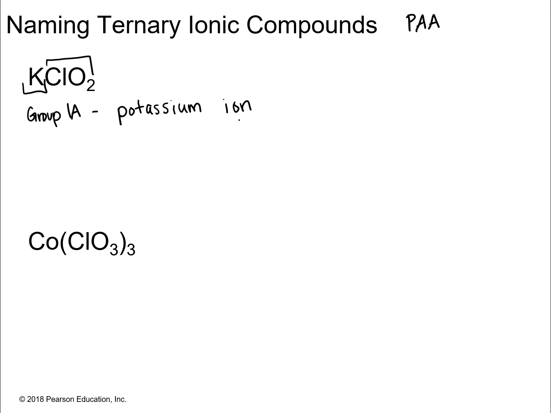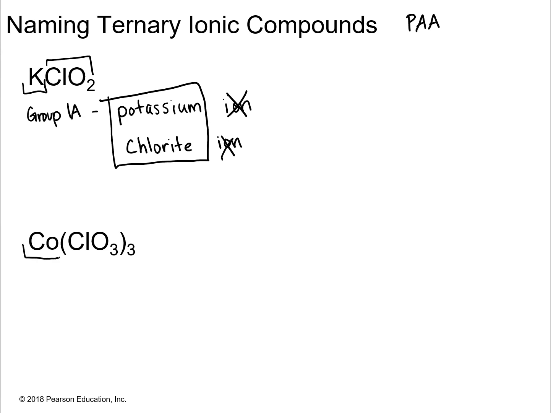For this ClO2, you need to find that on your chart. It is the chlorite ion. Just like before, you get rid of the word ion and smush them together. So that is potassium chlorite. In our second example, we've got cobalt. Cobalt is a transition metal. So we don't know right away what its charge is.